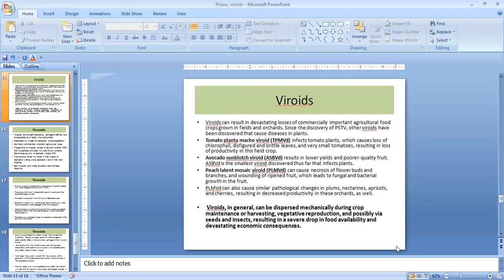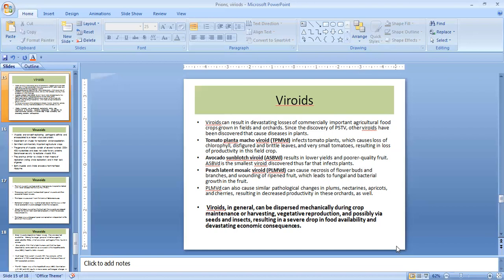That is tomato planta macho viroid, which infects tomato plants. And what are the losses caused due to tomato planta macho viroid infection? It causes loss of chlorophyll. Chlorophyll gets lost. Then the fruit become disfigured and leaves become brittle, and the size of the potatoes also gets reduced. Then avocado sunblotch viroid. Mostly it lowers the yield and lowers the quality of the fruit.